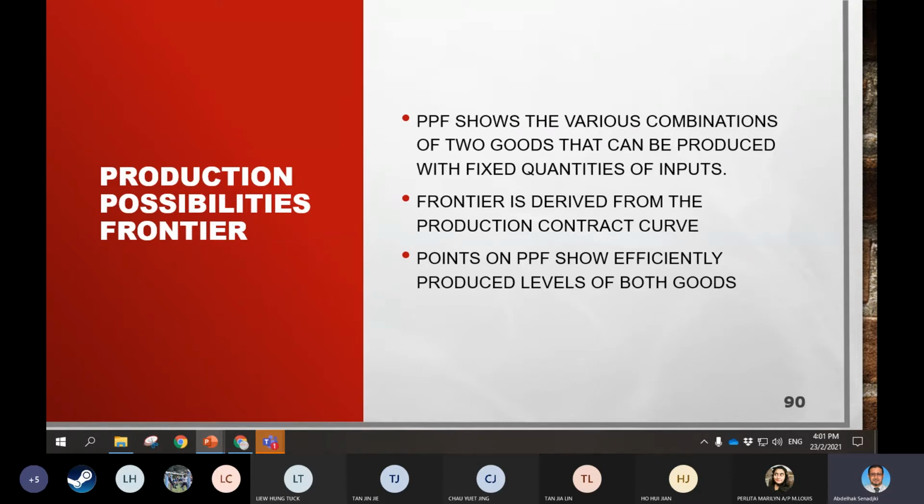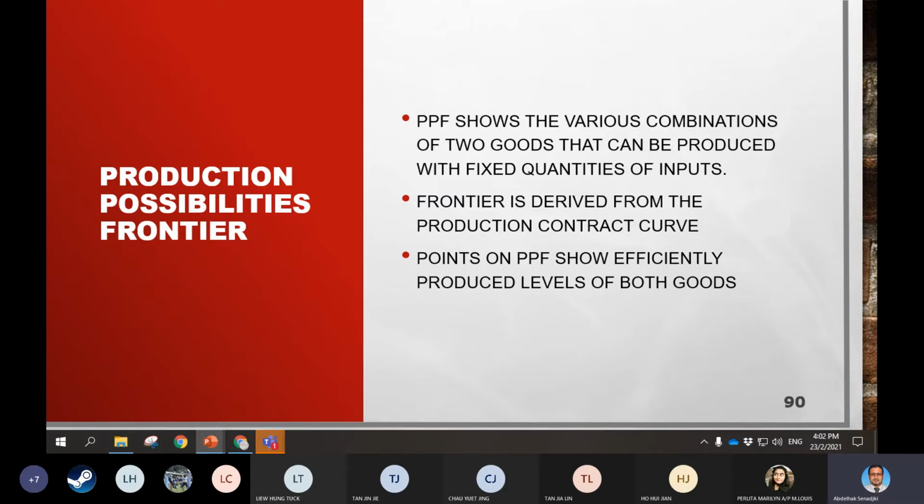It means that I have fixed quantities of inputs like labor and capital. And now I choose a combination between good X and Y. I can produce 100X 50Y, or I can produce 50X 100Y, or 80X 30Y, and so on. So those combinations come along this line, which we call the production possibilities frontier. This frontier is derived from the production contract curve that we have discussed previously.